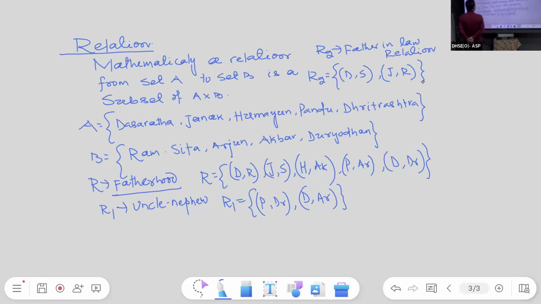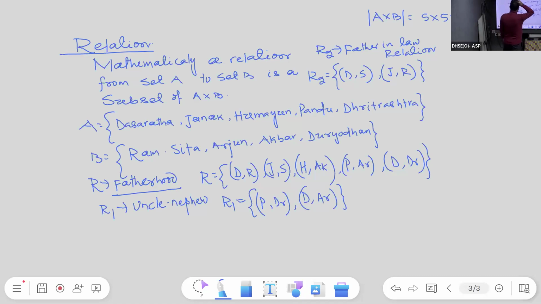Here you see set A contains 5 elements and set B contains 5 elements. So tell me how many elements are there in the set A cross B. So set A cross B will contain 5 into 5, that is 25 elements. These 25 elements are Dasarath Ram, Dasarath Sita, Dasarath Arjun, Dasarath Akbar, Dasarath Duryodhan. Similarly, Janak Ram, Janak Sita up to Janak Duryodhan, Dhritarashtra Ram, Dhritarashtra Sita up to Dhritarashtra Duryodhan.